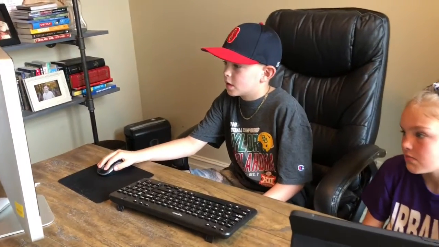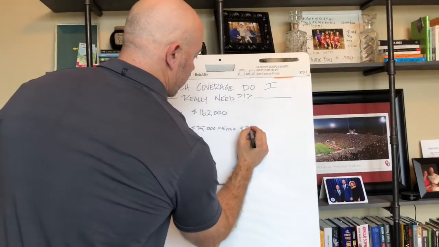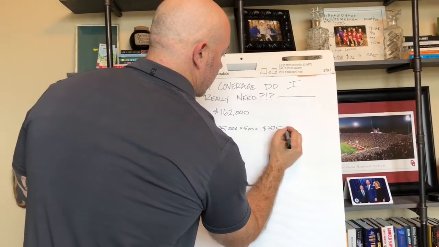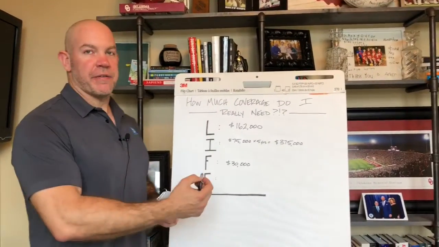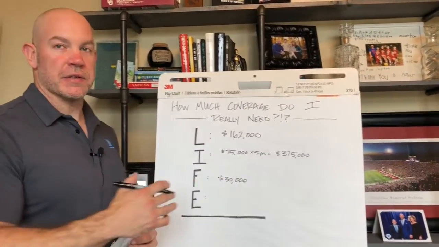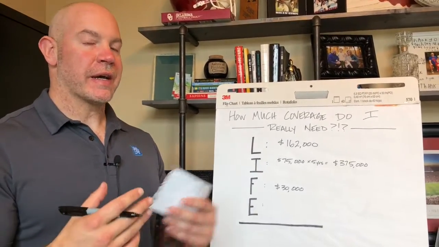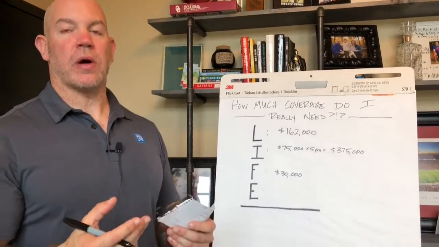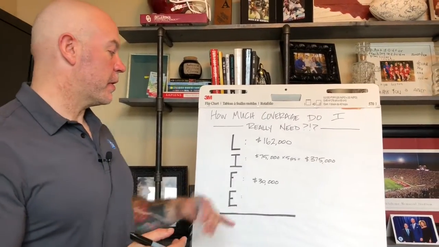75,000 times 5 equals 375,000. Okay, so we're going to replace this individual's income for 5 years, 375,000 total. So once we get here to F, I'm going to go ahead and write it in there. F stands for final expenses, but most people don't realize it can vary state to state. In Oklahoma, the average final expenses are 30 grand. So we're going to put 30 there.